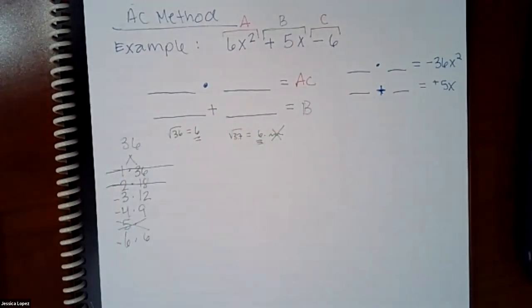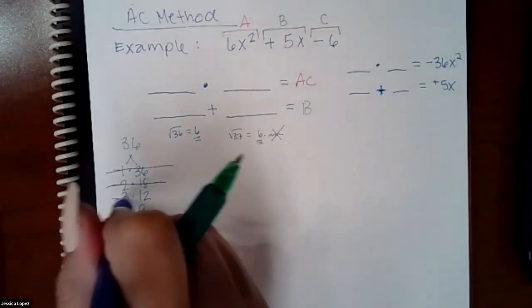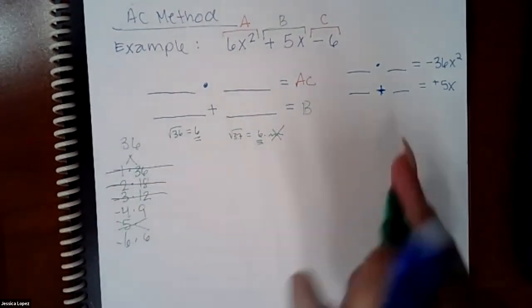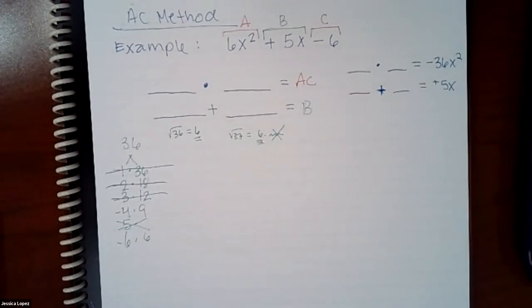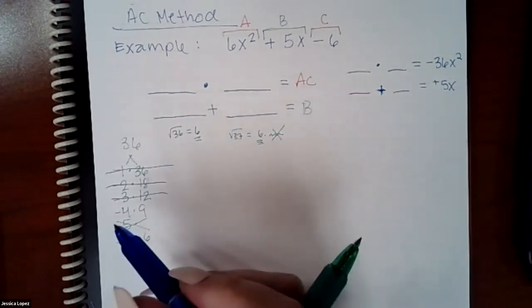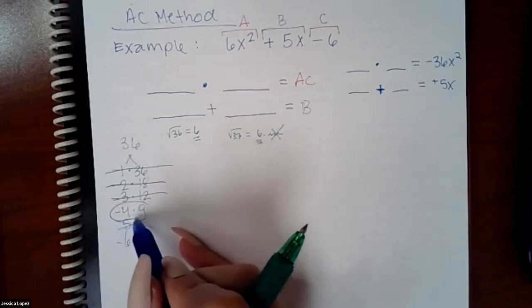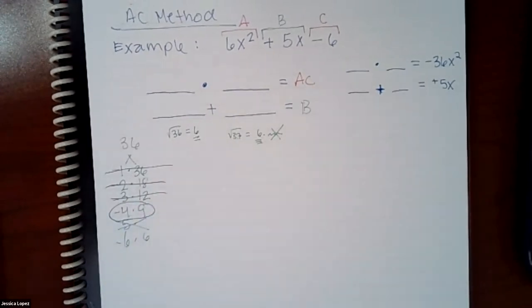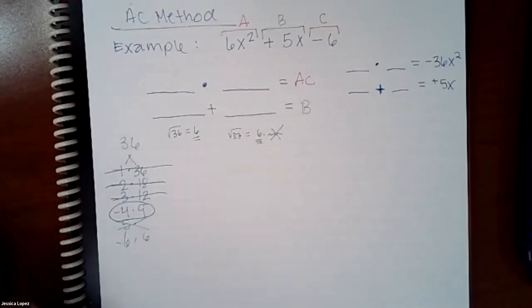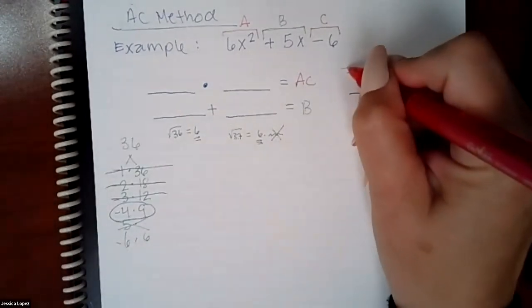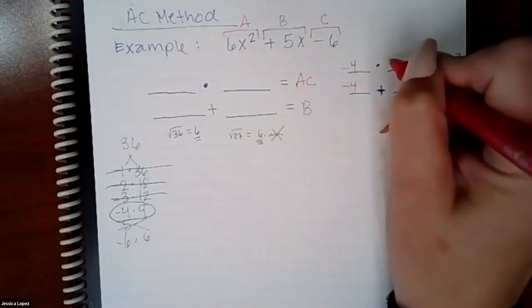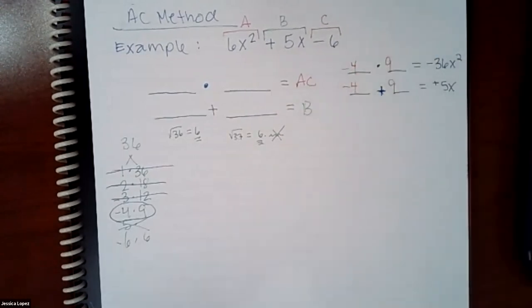Nope. Is negative 3 plus 12 going to give me positive 5? Nope. Negative 3 plus 12 would give me positive 9. However, negative 4 plus 9 does give me positive 5. So those are the numbers that I need to put here. Negative 4 and positive 9.